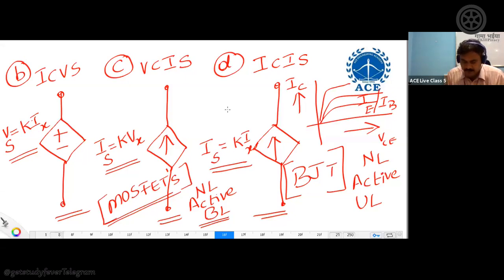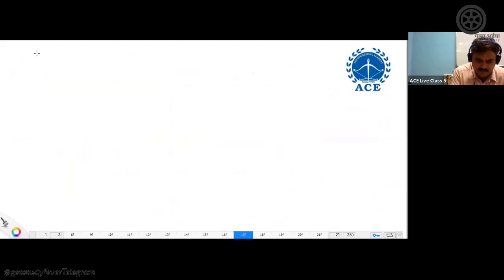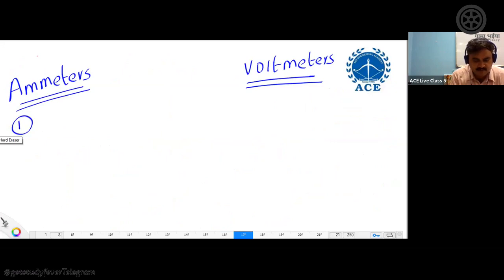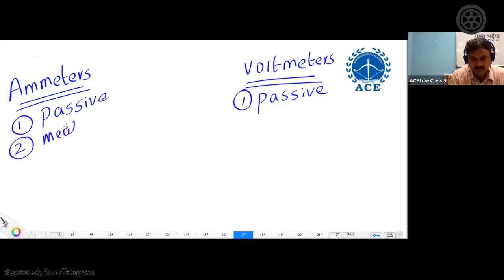Now, there are devices we name as voltmeters and ammeters. Don't get confused between these two and sources. That's the reason I am telling you here. What are ammeters? First of all, tell me whether these are active devices or passive devices. These are measuring devices, 100% passive, no doubt. Ammeters measure current and voltmeters measure voltage.